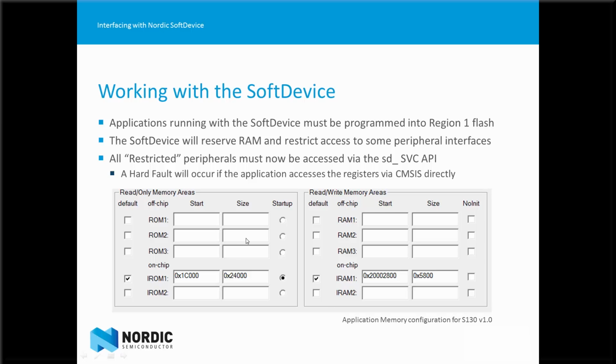And so the SoftDevice not only reserves RAM, but also restricts access to some peripheral interfaces like the radio or the timers. I will show you in the next slide. Those restricted peripherals must be accessed via the API provided by the SoftDevice. It will start with sd_something. And you will have a hard fault error if the application accesses those protected registers via CMSIS directly.